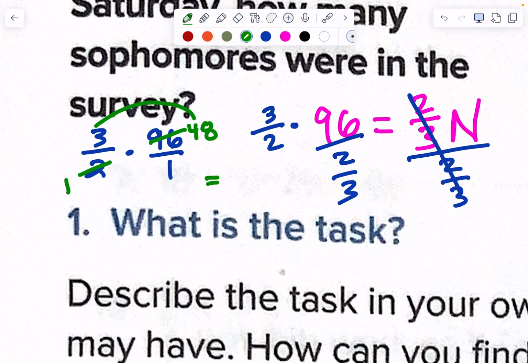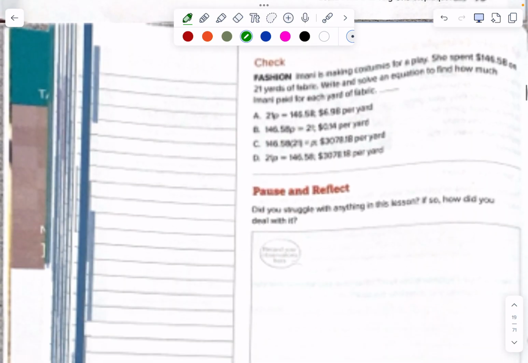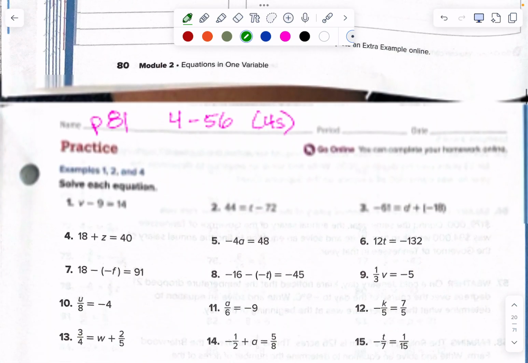What did you say? 144 is the final answer. So there's 144 kids in that class. 2/3 of that would have been 96. Easy peasy, right? Okay. Do we know what we're doing? We're okay? Was that it? That's it. Holy moly. All right.